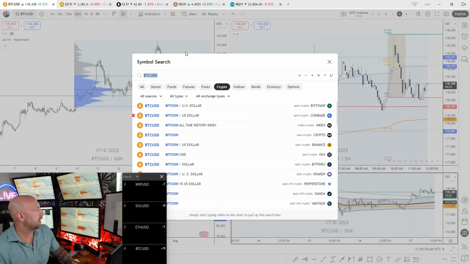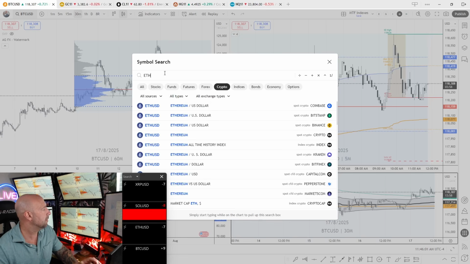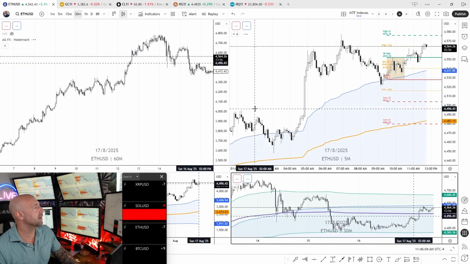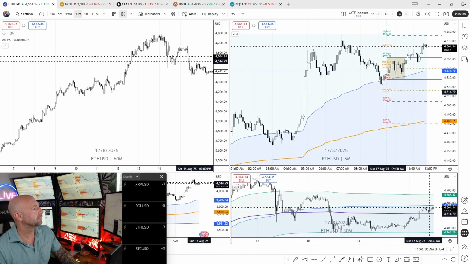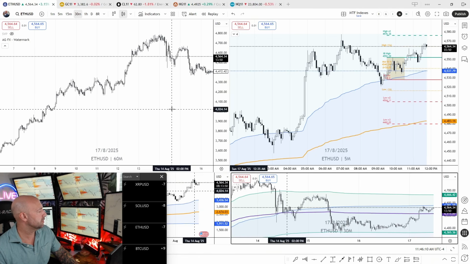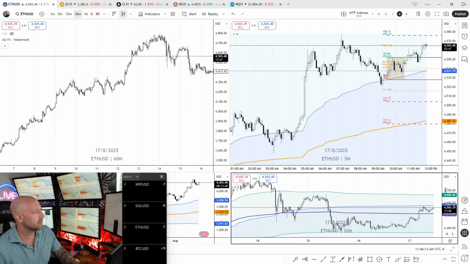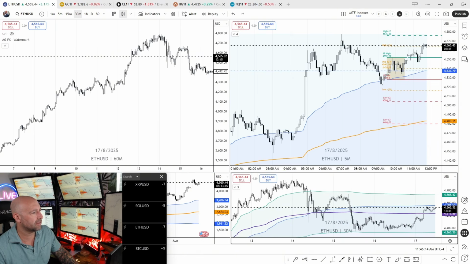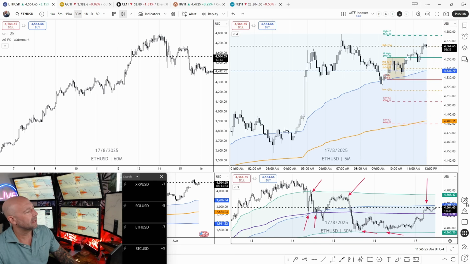So all of this applies to the different markets, whether you're trading Ethereum or XRP or Solana. You can see how beautifully these levels are respected. Look at this right here in Ethereum. Upper band and lower band on the weekly and monthly, highly respected price levels. Absolutely beautiful. So this is what we're going to be focusing on in our stream.